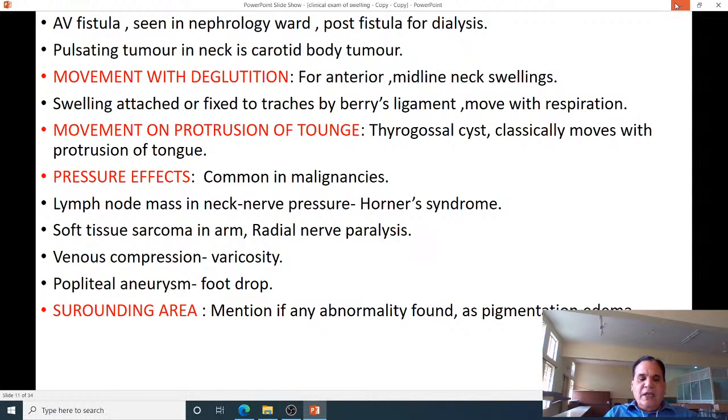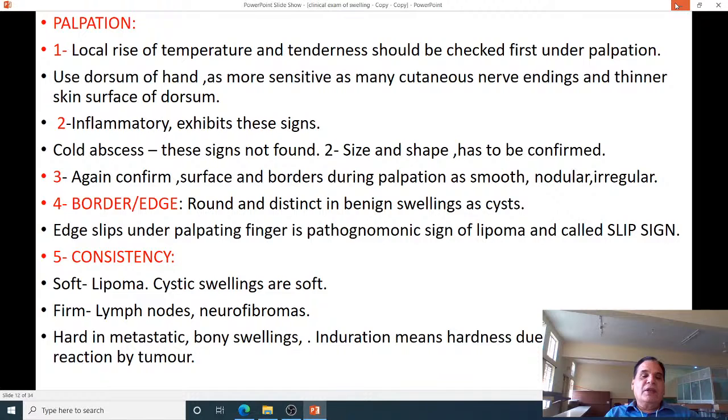Also mention the surrounding area, the periphery: whether the periphery is pigmented, whether there is associated edema. That is, you have to describe the swelling. Now it is your job as a doctor. First you have seen by eyes only, inspection. Now you are palpating, and in palpation, as usual, you will always look for tenderness and temperature first.